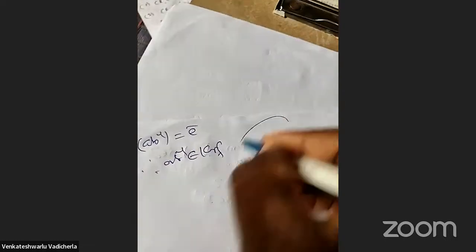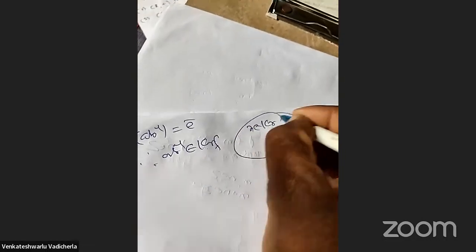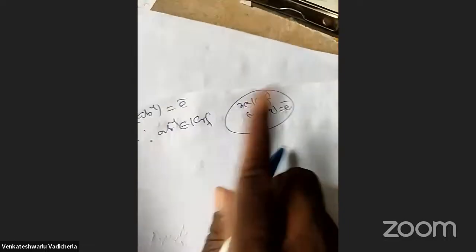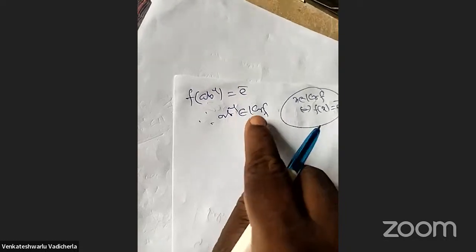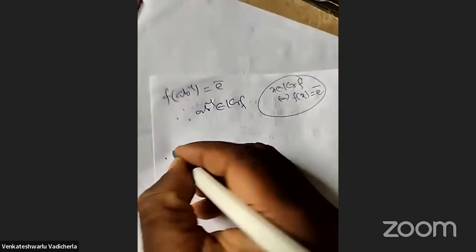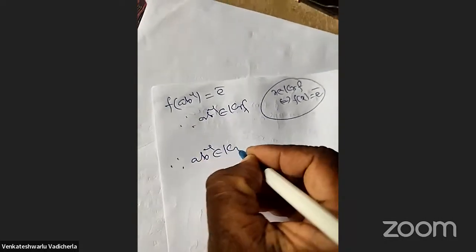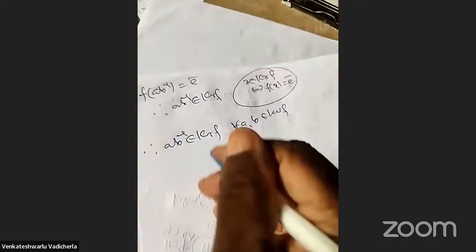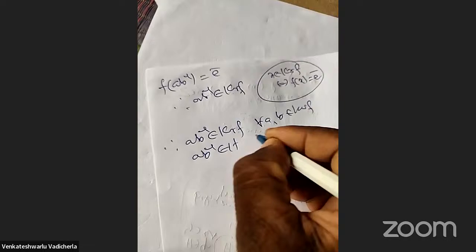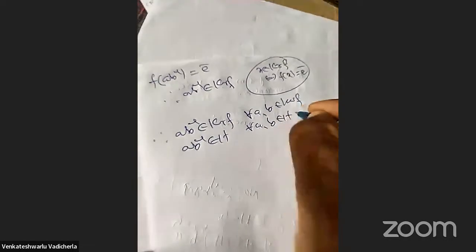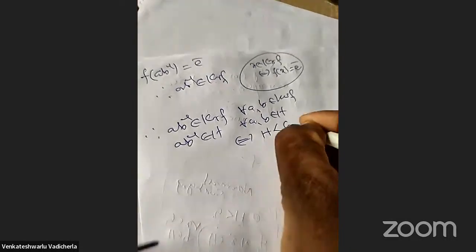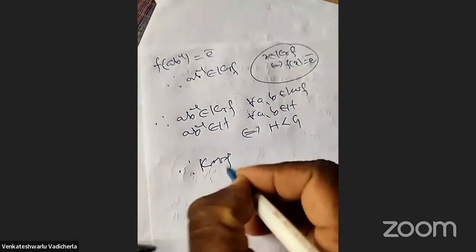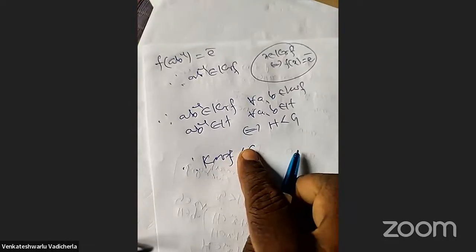Do not forget: x belongs to kernel F if and only if f of x is equal to E bar, according to the definition of kernel F. So f of ab inverse is equal to E bar, hence ab inverse belongs to kernel F for all a, b belonging to kernel F. This satisfies the definition: ab inverse belongs to H for all a, b belonging to H. So H is a subgroup of G, and therefore kernel F is a subgroup of G. We have shown that kernel F is a subgroup of G.